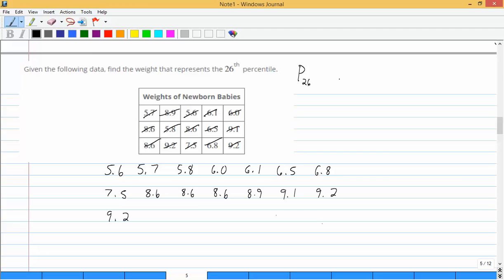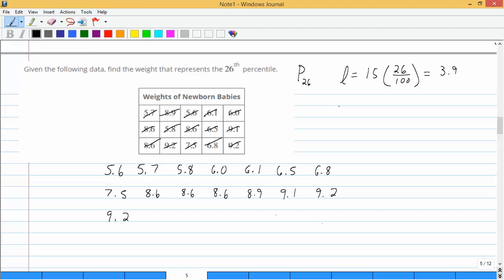Alright, so let's calculate L, the location of the 26th percentile. That's going to be N, the number of data items, it's 15, sorry, not 12, I don't know why I said 12, times 26 over 100. So 26 times 15 divided by 100. We get 3.9.